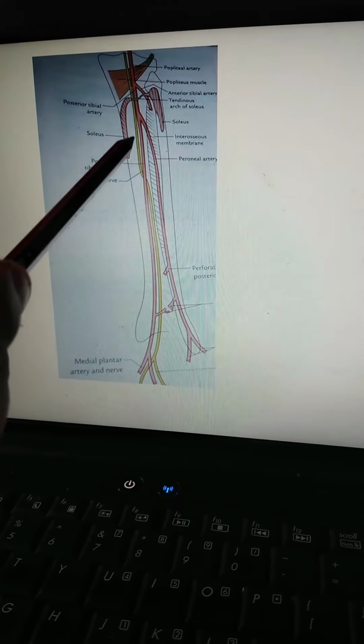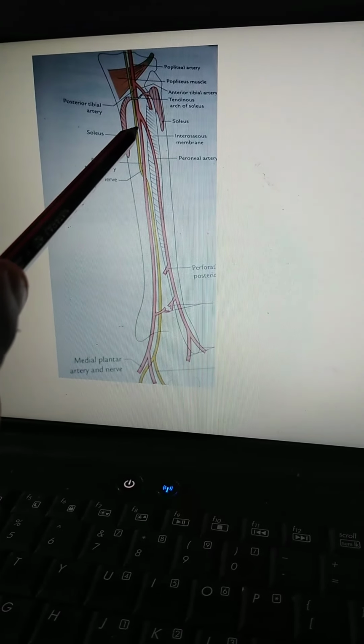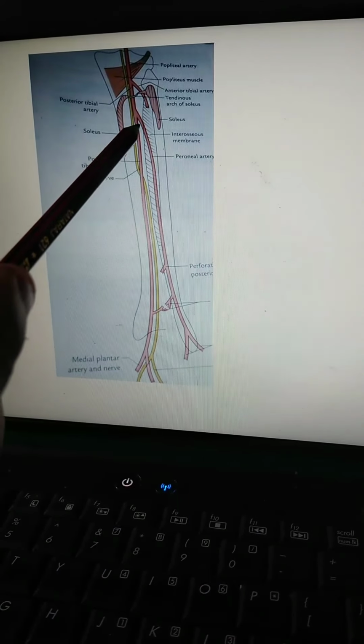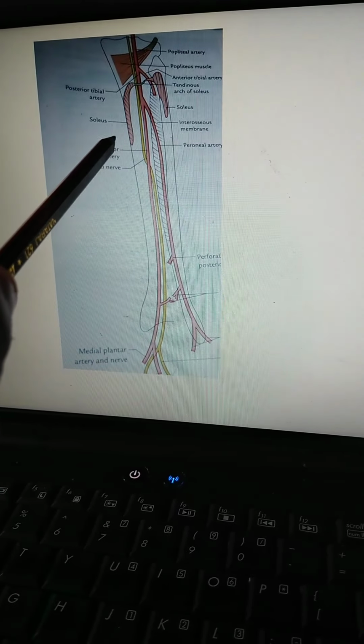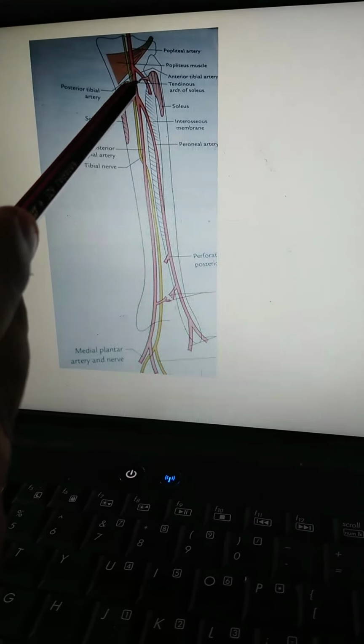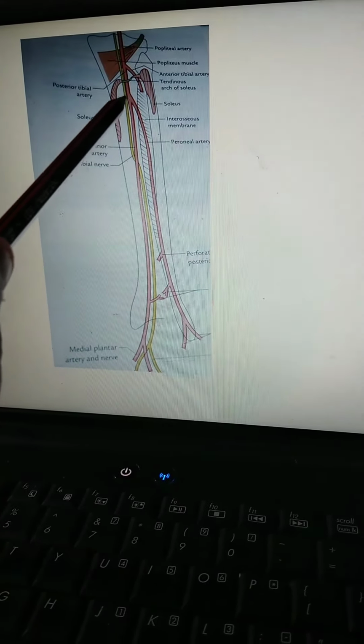The posterior tibial artery gives the muscular branches to the muscles of the posterior compartment. It also gives the nutrient artery to tibia, which is the largest nutrient artery in the body. It gives circumflex fibular artery. It encircles the lateral side of the neck of the fibula, and it gives the communicating branches.